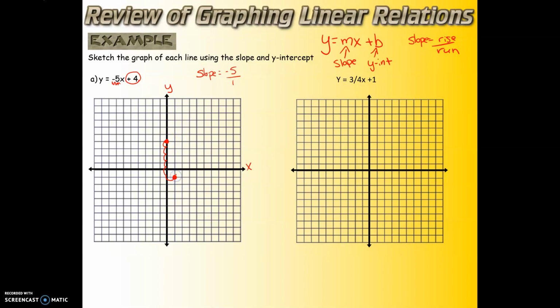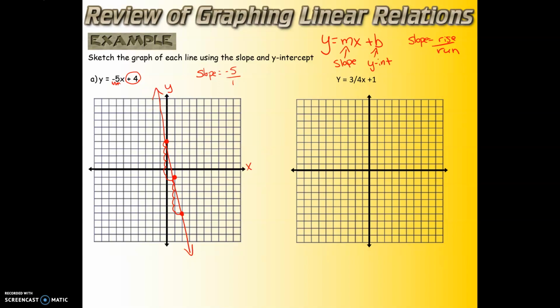So there's my new point. And if I want, I can draw another point by going down 5 over 1. And I have enough to connect my points. So I'm going to go ahead, connect my points, and there's my line.